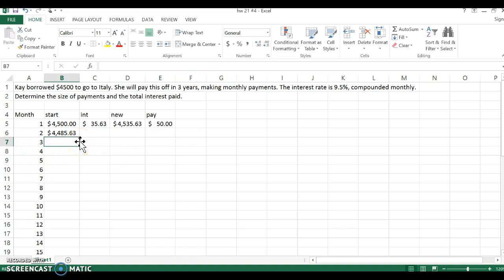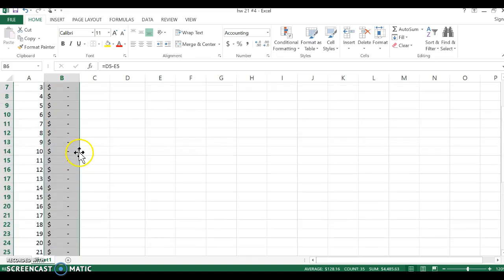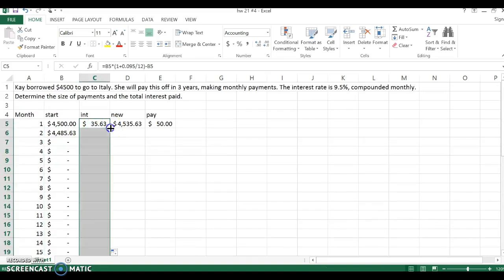Now, the good thing about Excel is that we have cell references for columns B, C, and D, and the problem clearly states that they're making the same monthly payments. So this 50 is good. So I just want to go to each column where you see that green box, put the black plus sign over it, and double click. And you can see it's going to auto-populate all the way down to my 36 months. So I want to do that for every column.